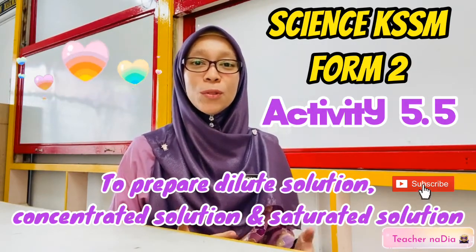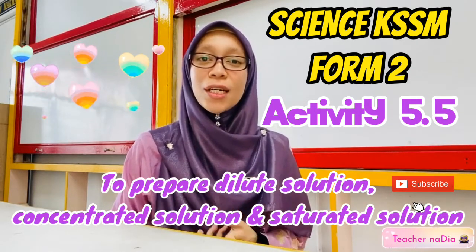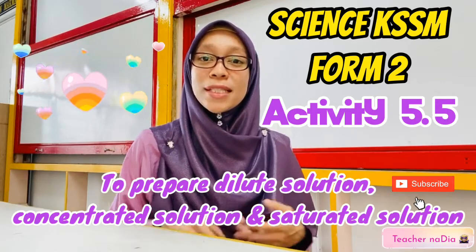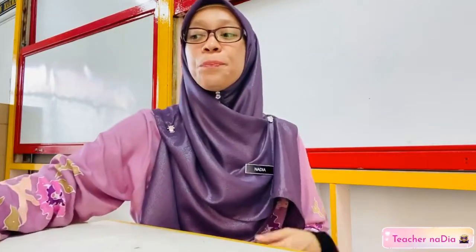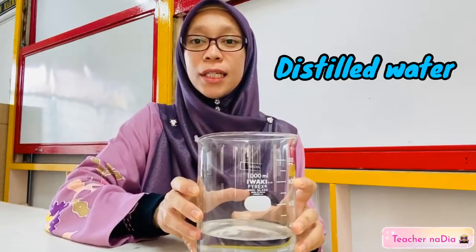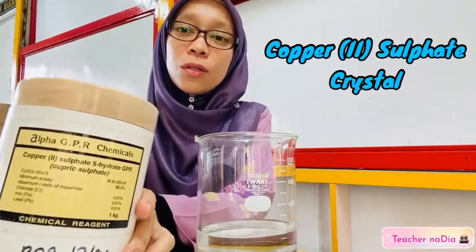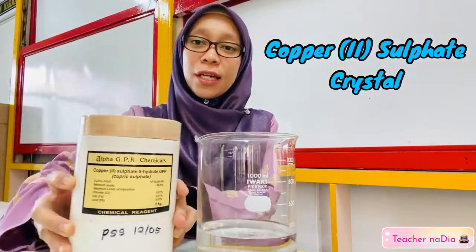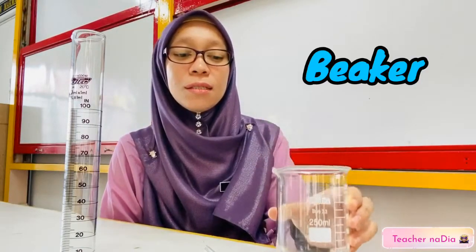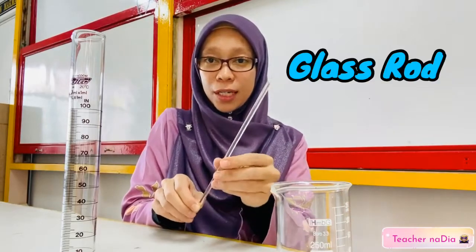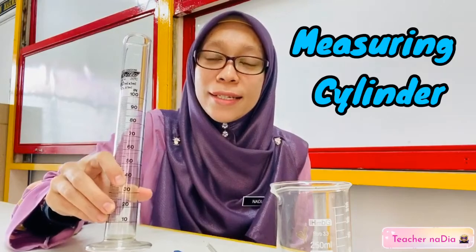Today I'm going to show you activity 5.5, which is to prepare a dilute solution, a concentrated solution and also a saturated solution. The materials are distilled water and copper sulfate crystal. For the apparatus we have a beaker, glass rod, spatula and also a measuring cylinder.